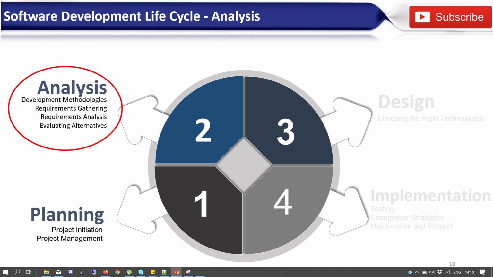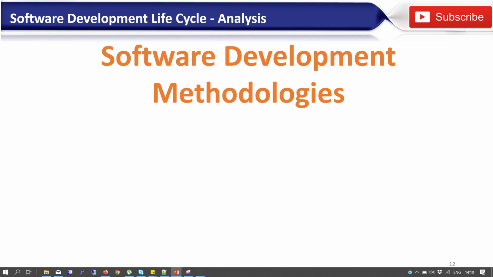Now, coming back to the software development lifecycle, we have got the analysis stage. Under the analysis stage, we'll start off with the development methodologies. In coming up with your system, you choose a certain way or method that you're going to use or follow as you develop your system. Now, the main methodologies I'm going to look at include the waterfall method.